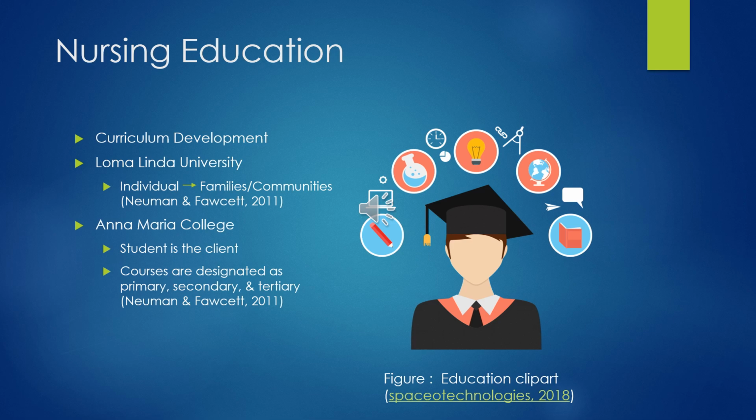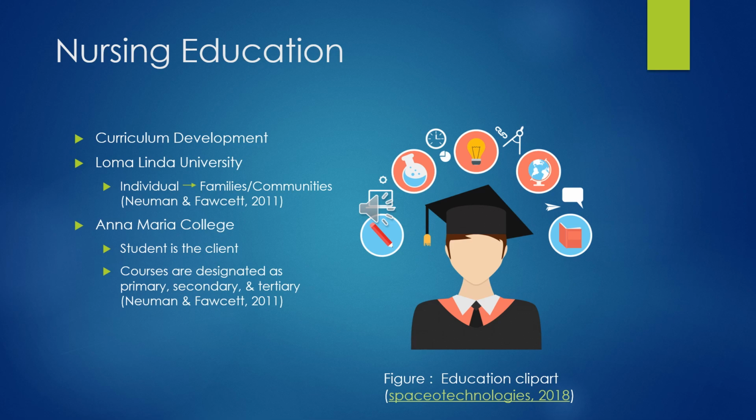The nursing program at Anna Maria College has also used Neuman's systems model as an approach to curriculum development. The School of Nursing considers a student as the client, so the curriculum is developed with the plan of meeting the needs of the students, such as physiological, psychological, sociocultural, developmental, and spiritual variables.